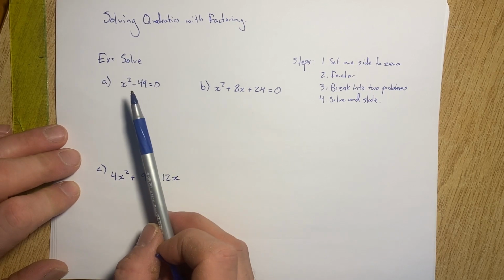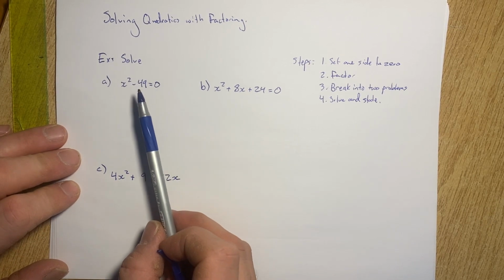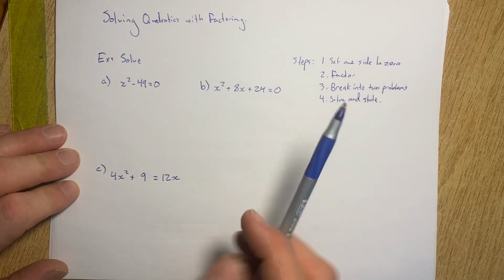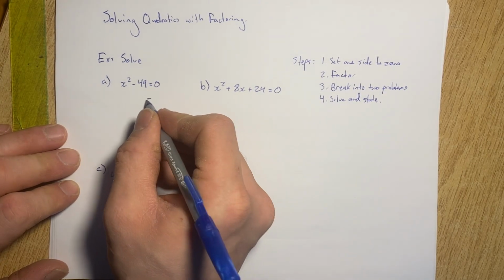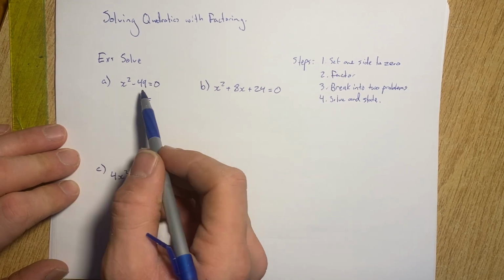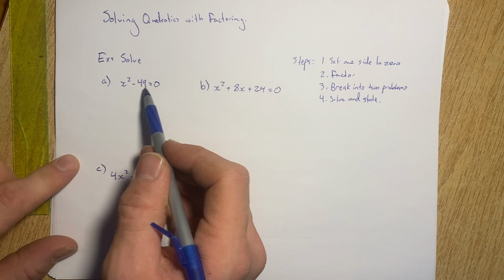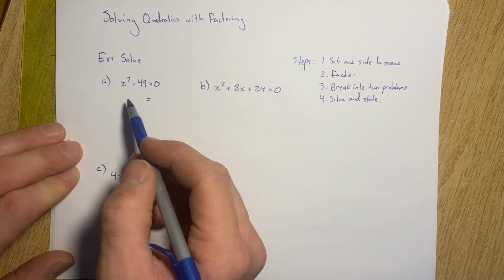Example A, solve. So we have this quadratic that we need to solve, and it's already got one side set to 0, so step 1 is done. Step 2 is to factor. Now I recognize that I've got a difference of squares here because there's only 2 terms, the x squared and the 49, and both of these are perfect square numbers.